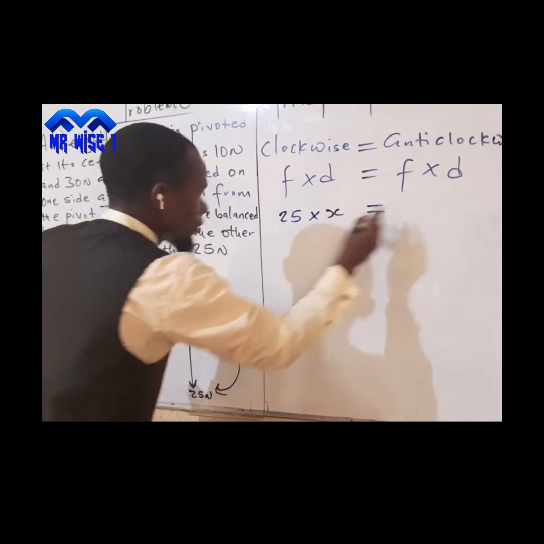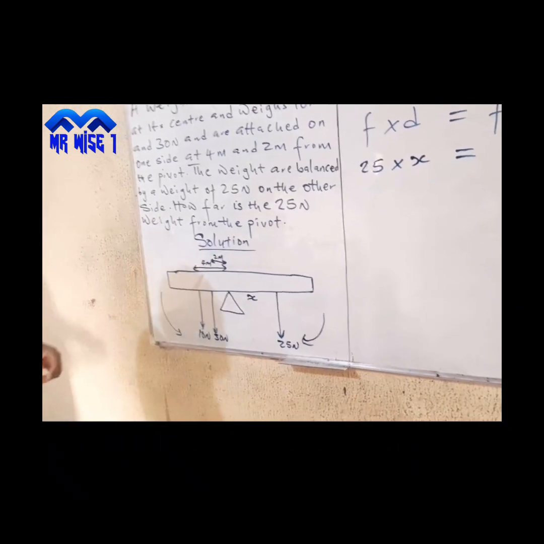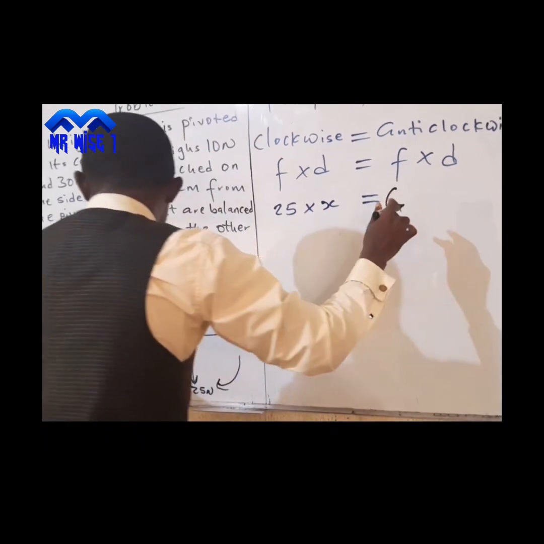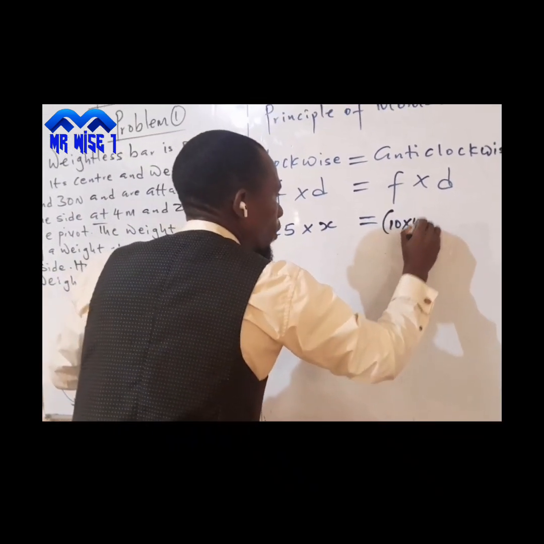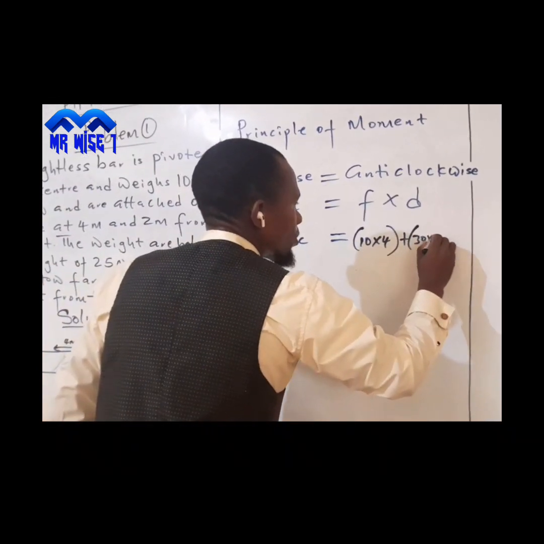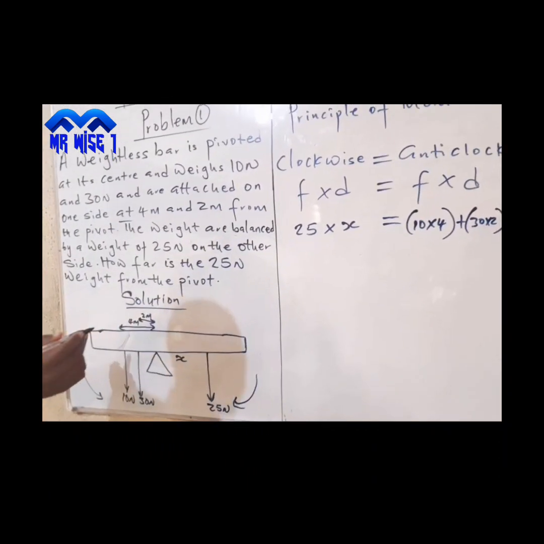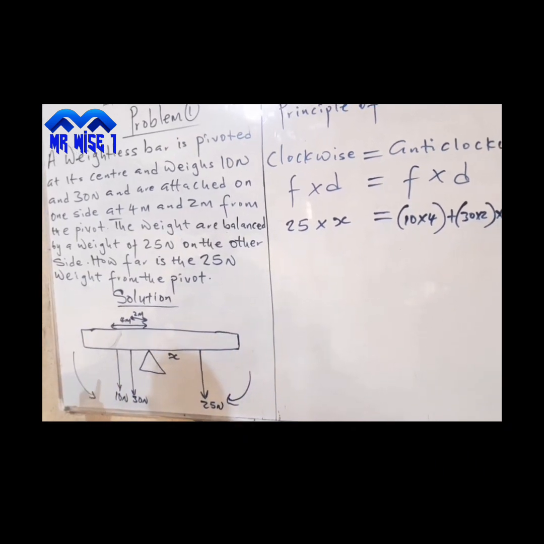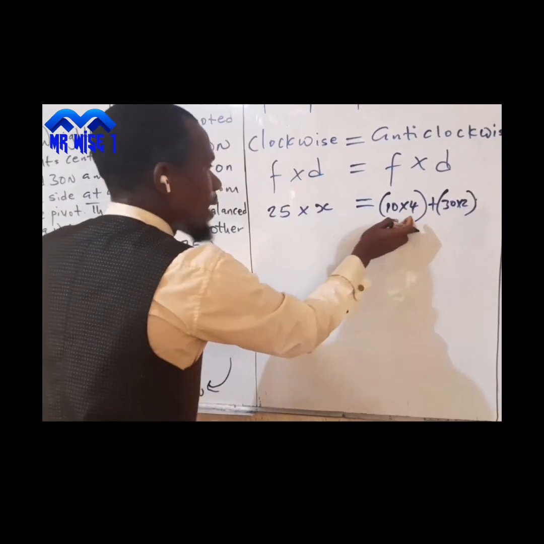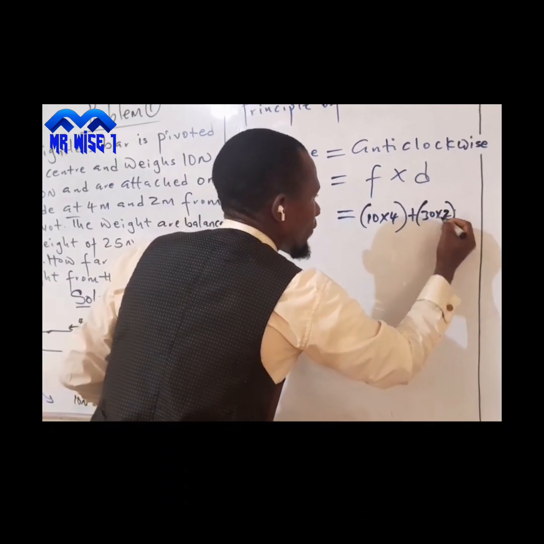For the clockwise moment, I have 25 times my distance x. So 25 times x is equal to the anti-clockwise moment. Remember, I have two forces and two distances there. The first force is 10 times 4, plus the second force, 30 times 2. If you have two distances, you will have two forces there.